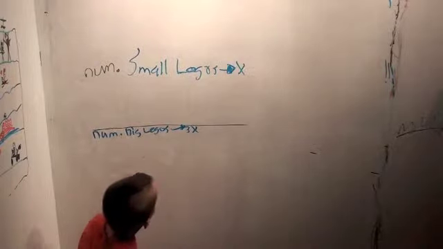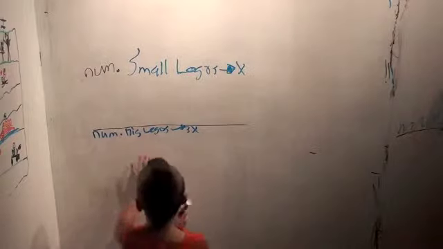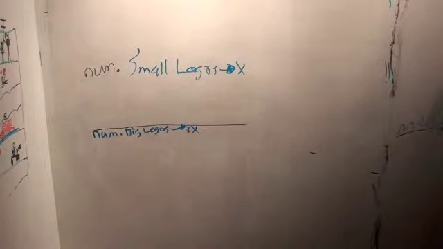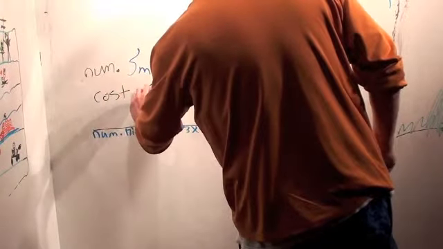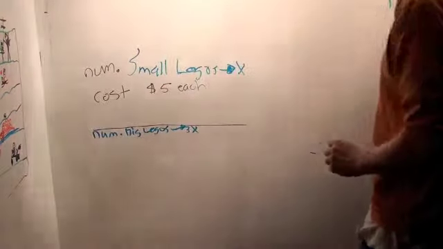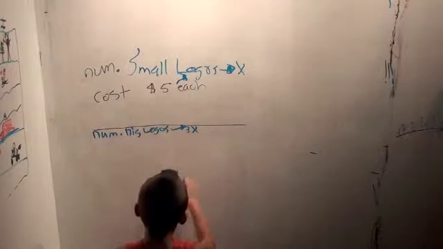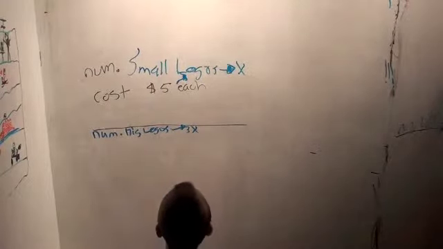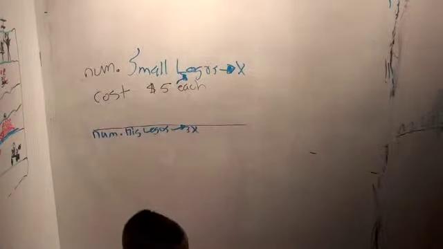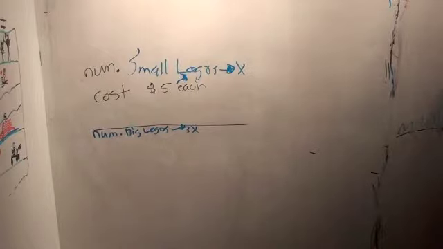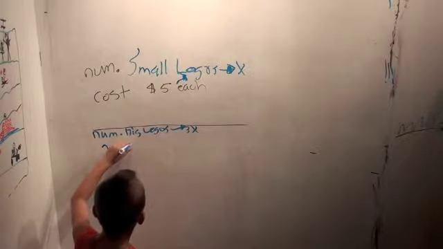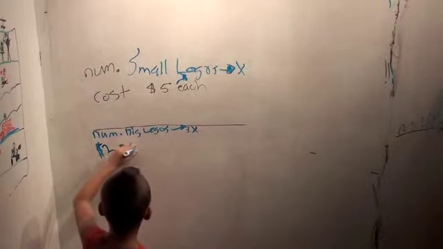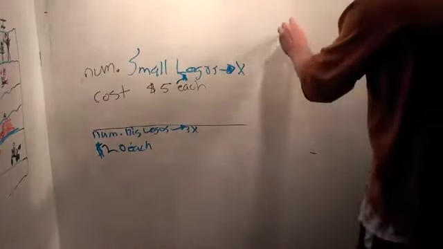But now we have to figure out how much they cost. How much did the small Legos cost each? They cost $5 each. So we're going to say these cost $5 each. How much did the big Legos cost? What did the problem tell you about how much the big Legos cost? The big Legos cost $20 each, because it's 4 times the price. Okay, so write that down: $20 each.